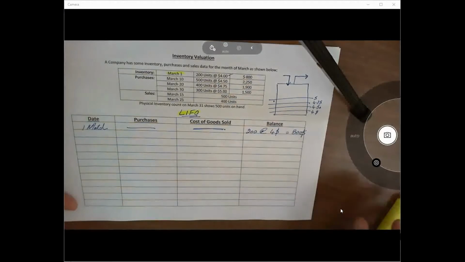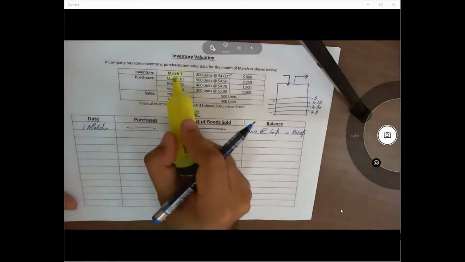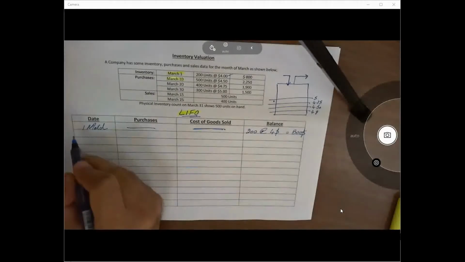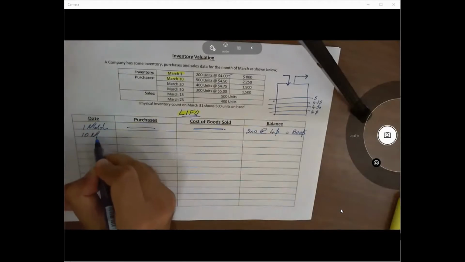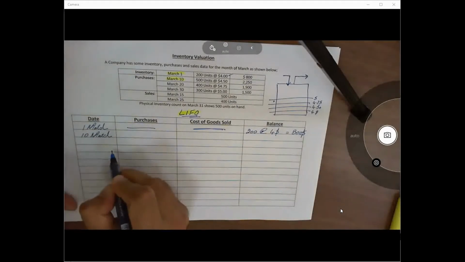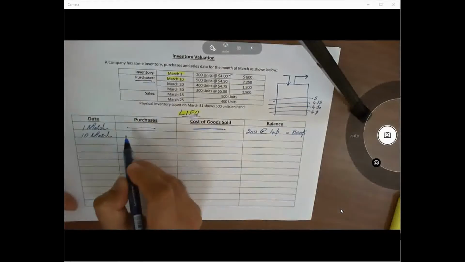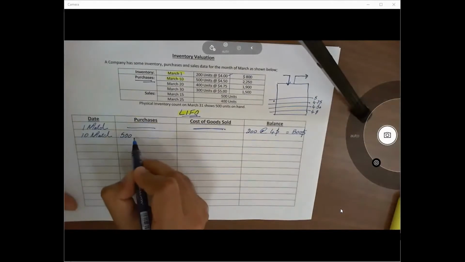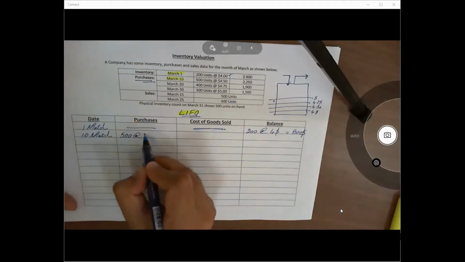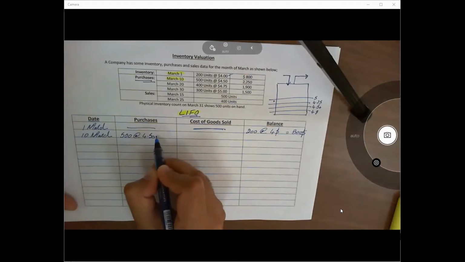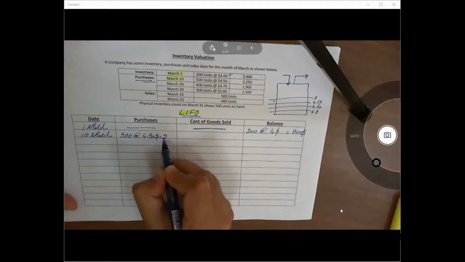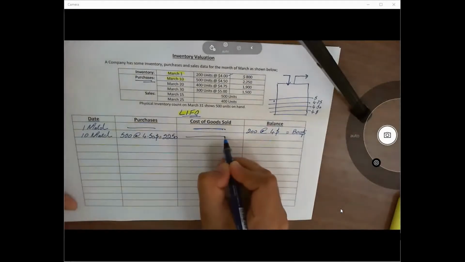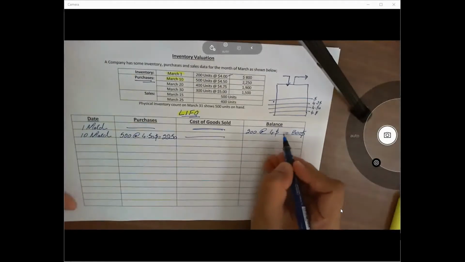Now comes the 10th of March. We are moving next in time. In 10th of March, we are purchasing. So we will write these 500 units in the purchase column. 500 units we are purchasing at $4.50, which is giving us $2,250. We are not selling anything. It means all of this goes to our storeroom like this.